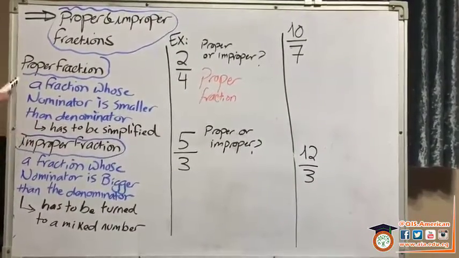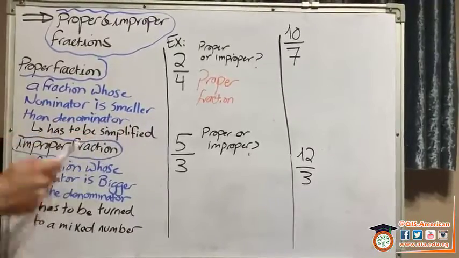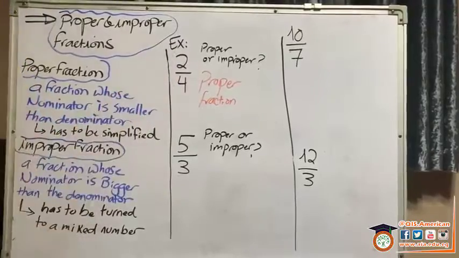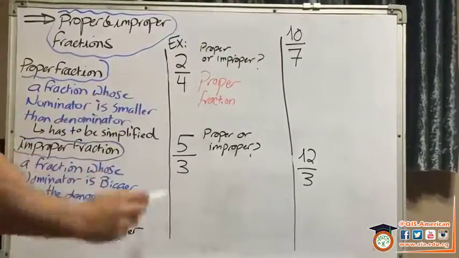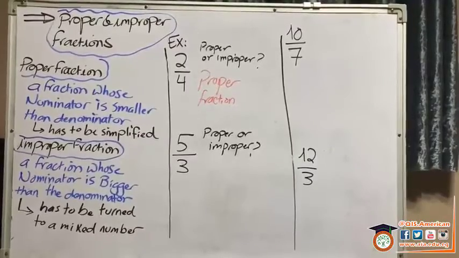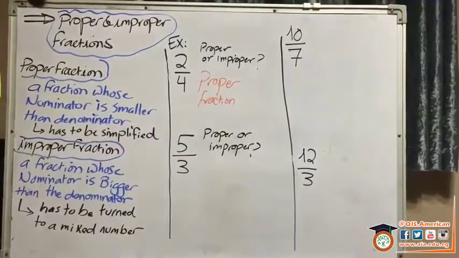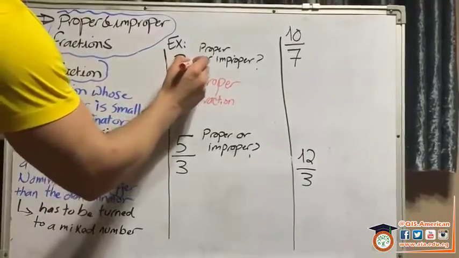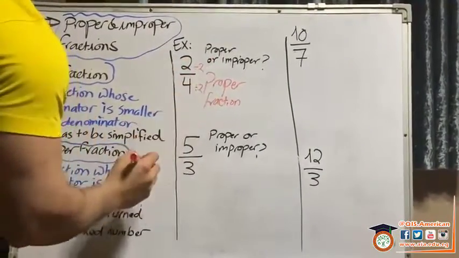If it is a proper fraction, it has to be simplified. So I'm going to have to look for the simplified form. Now I know that this 2 over 4 is a proper fraction, so I'm going to have to simplify it. Do 2 and 4 share the same timetable as products? Yes, they do. Timetable 2. So I'm going to have to divide by 2 above and below.